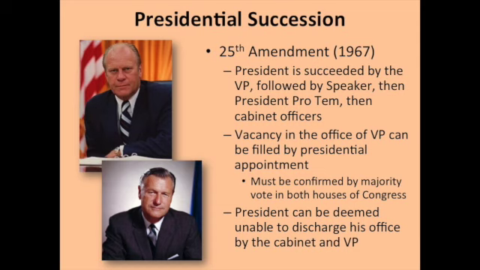which clearly laid out what should occur if the president dies or otherwise becomes unable to discharge the duties of his office. Under the 25th Amendment, the president is succeeded by the vice president. Then, if both of those are unable to serve, the Speaker of the House, then the president pro tempore of the Senate, and then the cabinet officers in the order of the date that cabinet department was established. So it starts with Secretary of State, then goes to Treasury, then Defense, and on, all the way down to the Secretary of Homeland Security.